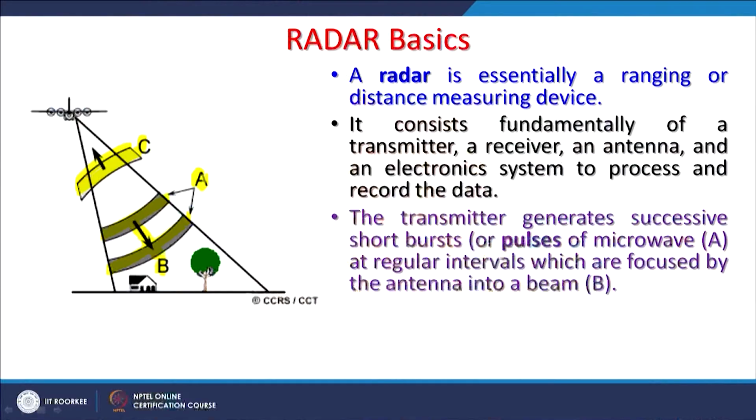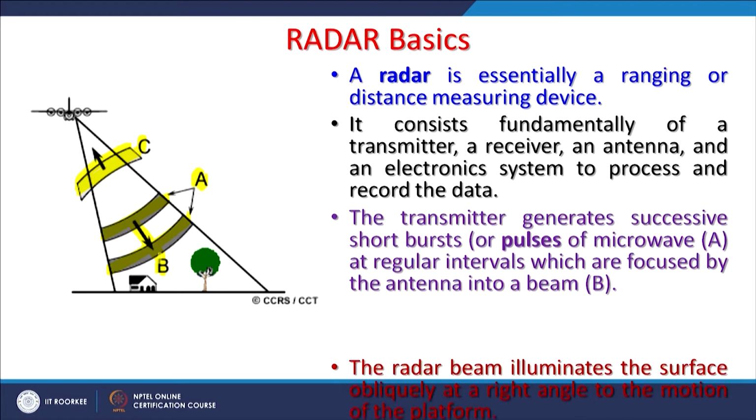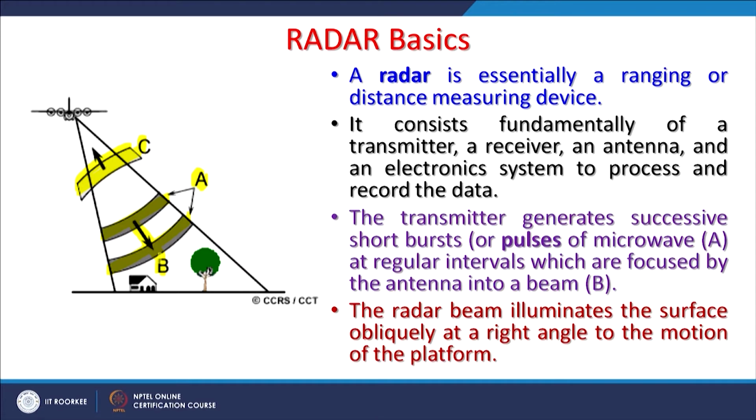And this transmitter, which sends microwave or radio signals towards the earth, generates, as I have said, successive regular short bursts of microwave pulses, which in this schematic are shown as A, at regular intervals. So, you have successive such signals, which are focused by the antenna into a beam, shown here as B. By this arrangement we then get back scattered signals.